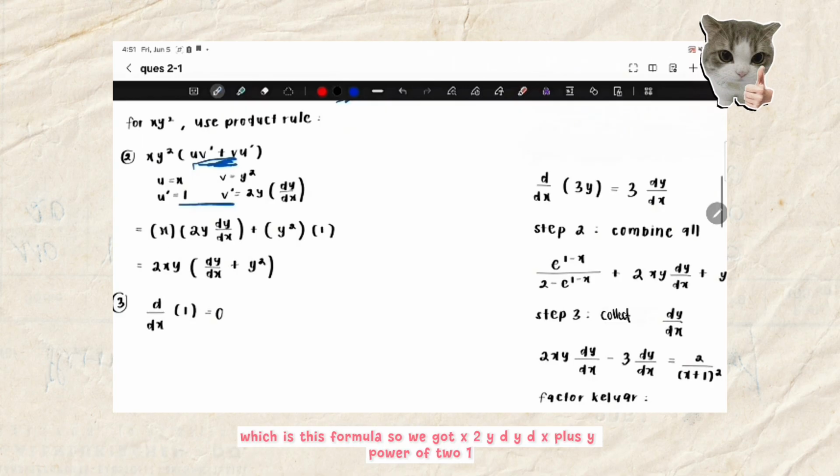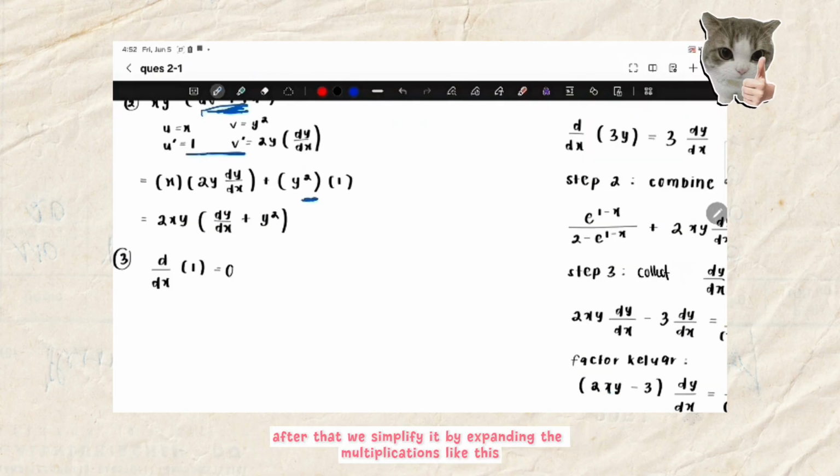So we got x times 2y dy dx plus y to the power of 2 times 1. After that, we simplify it by expanding the multiplications like this. For the third term, the derivative of a constant is 0.